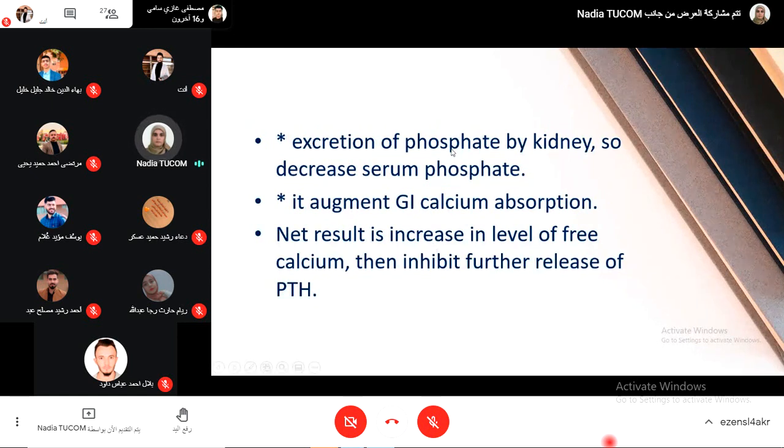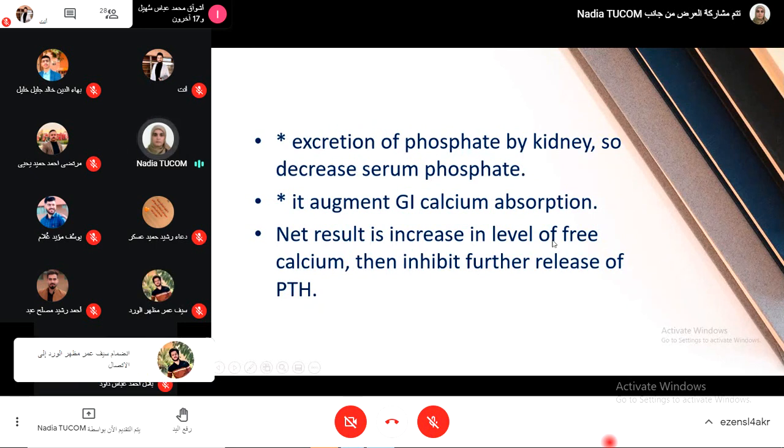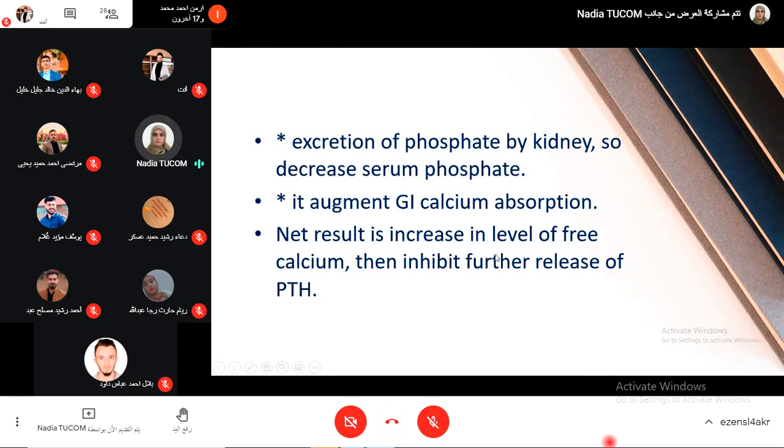Excretion of phosphates by the kidney will increase, so there will be a decrease in serum phosphate. PTH also increases gastrointestinal calcium absorption. The net result, or the ultimate outcome, is to increase the level of free calcium and inhibit, that is negative feedback inhibition, the parathyroid hormone release.